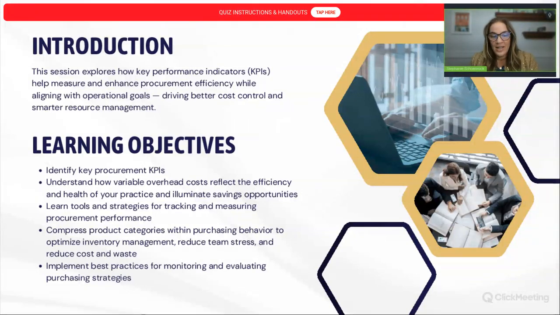We're going to compress some product categories within purchasing behavior to show how you can optimize your inventory management, and that trickles over into reducing team stress and reducing cost and waste. It's less items to unpack, store, inventory, and then learn. So it tends to be easier on the staff when you compress your products to fewer SKUs over time. And then we'll talk about implementing best practices along the way, along the presentation, for monitoring and evaluating your purchasing strategies.